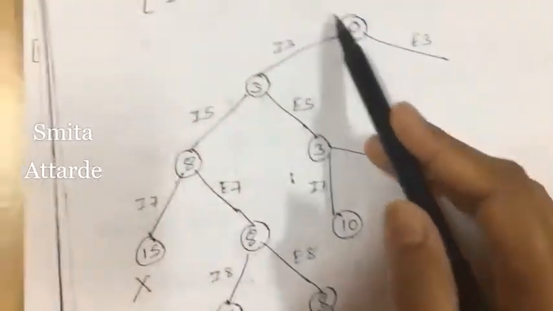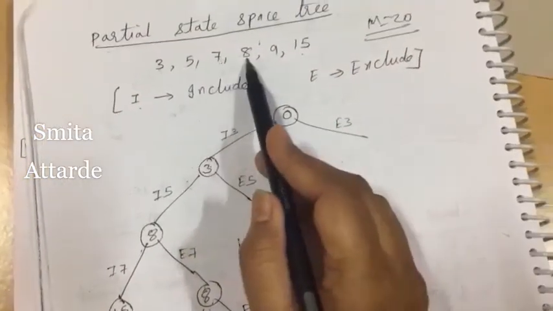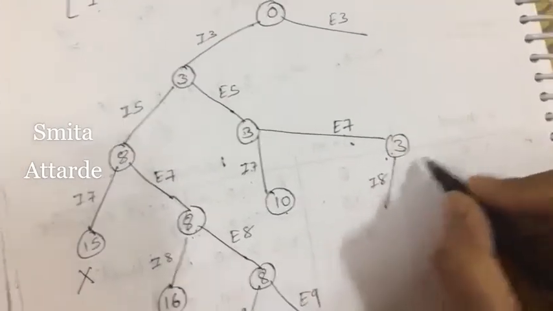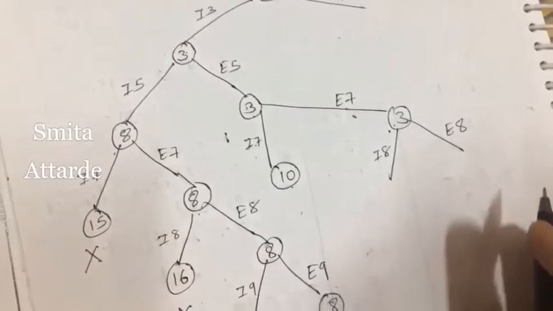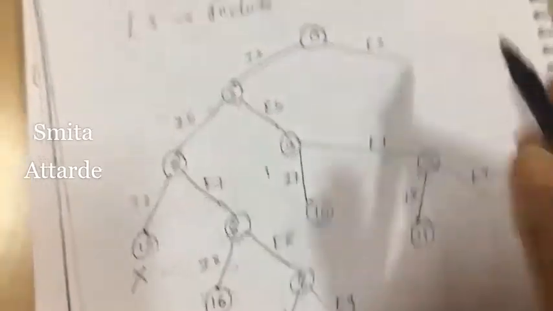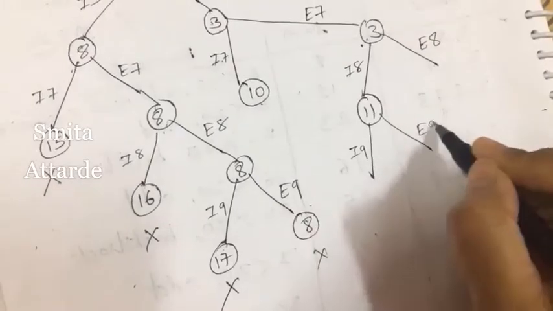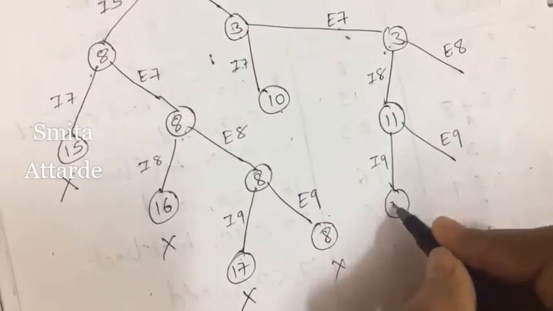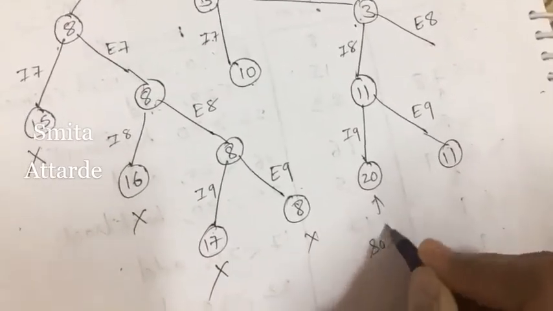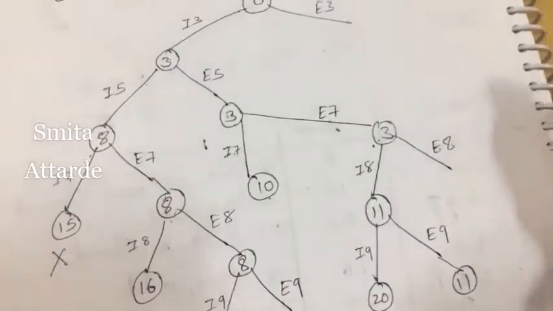So here we see 3, 5, 7 are over. The next element is 8. So here we can include 8 or we can exclude 8. If I include 8, the sum is 11. Now after 8 we have 9. So here I can include 9 or exclude 9. If I include 9, I get 20. If I exclude 9, 11 as it is. Now here we have got the first solution. This way if you solve it, you get the solutions.